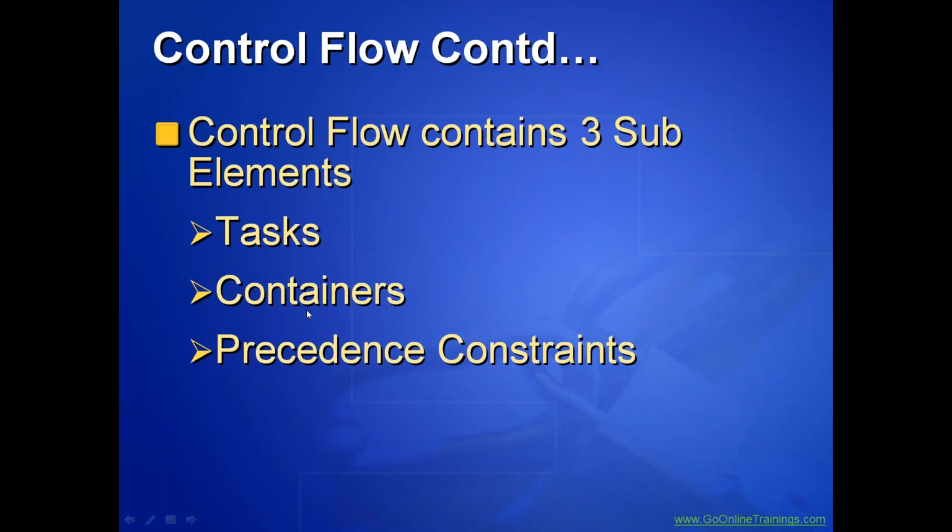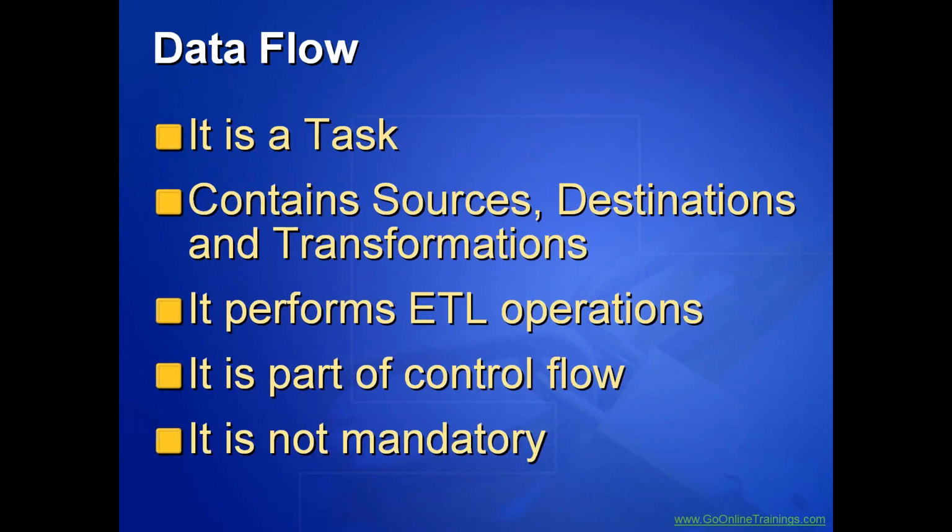So what does a control flow contain? Tasks, containers, and those arrows. And within the arrows, you can attach a lot of expressions. Clear? Now, what is a data flow? Data flow is a task. It contains sources, destinations, and transformations. It performs ETL operations. It is part of the control flow.